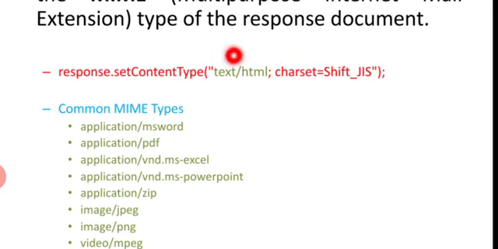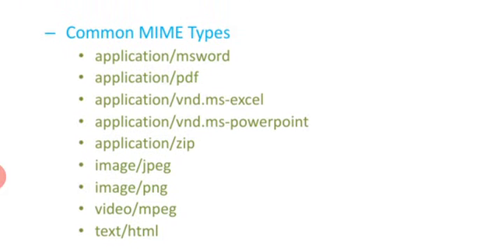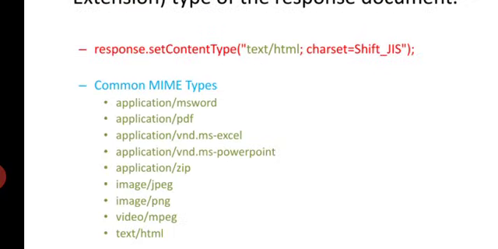Now normally when the browser wants to return only the text content in the form of an HTML, we call the response set content type. We are setting the response as text/html. In case other than this, many different options are available. The common MIME types are application MS Word. You specify the application MS Word in the text/html place here. So according to that, the response content type will be changed here.